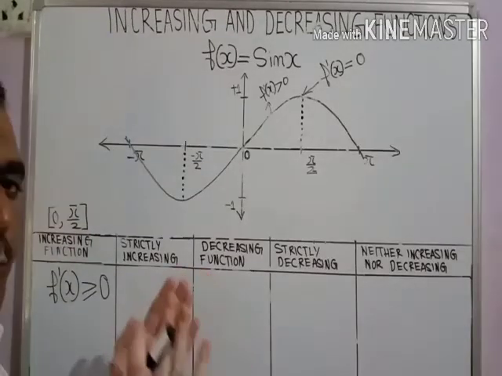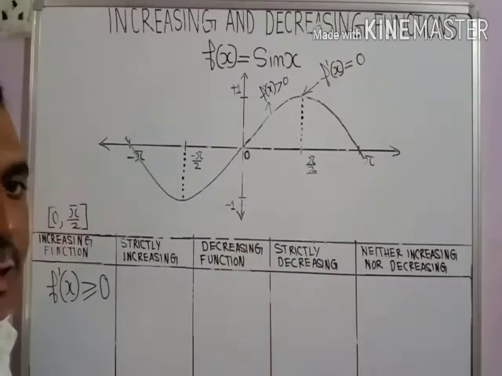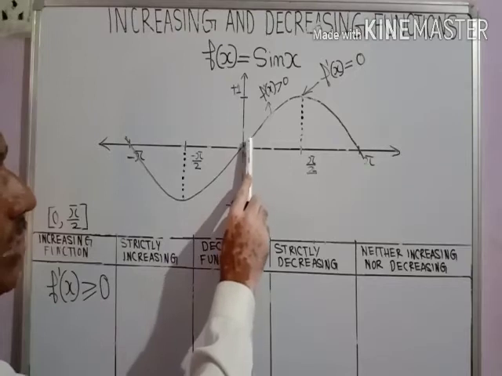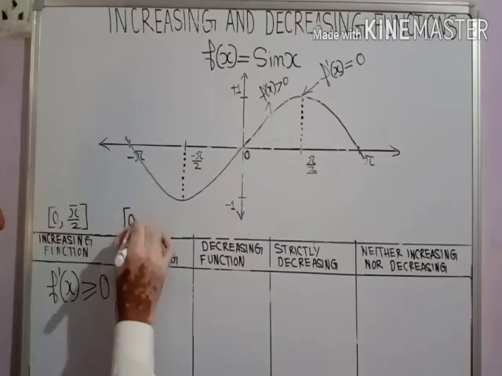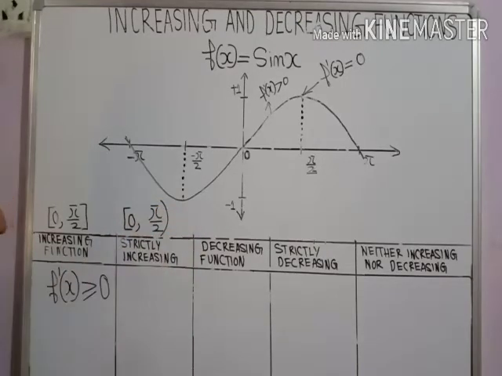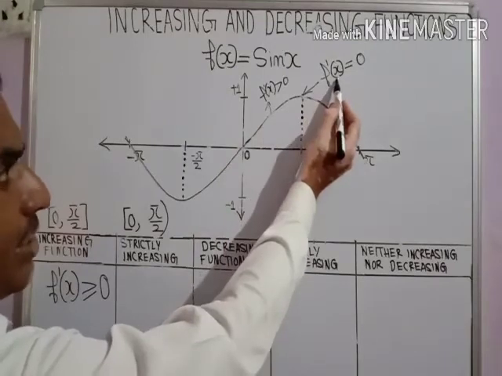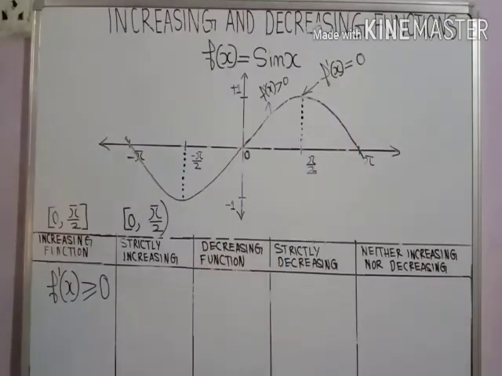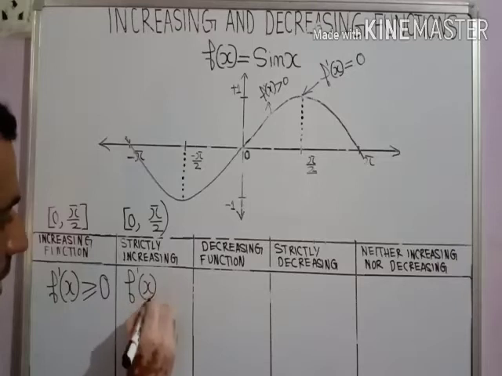Here you might have observed that from 0 to pi by 2, where pi by 2 is not included, this function is continuously increasing. It means from 0 to pi by 2, with pi by 2 not included, I use an open bracket, and this function is strictly increasing. And what is the condition? In this condition we have not accepted f'(x) equals 0. Then the condition for strictly increasing is f'(x) greater than 0.